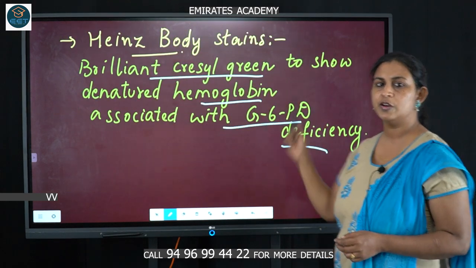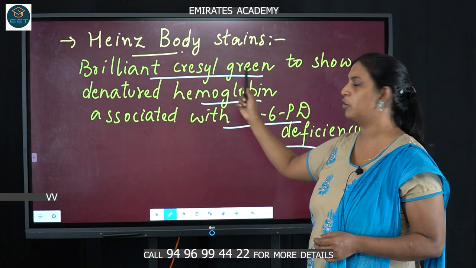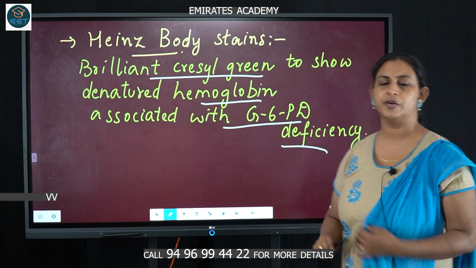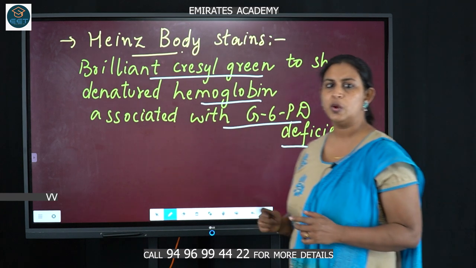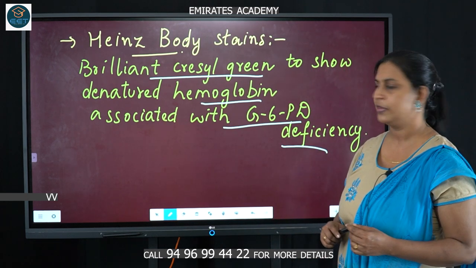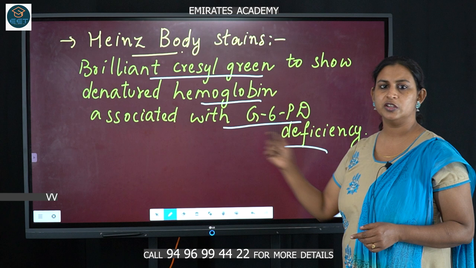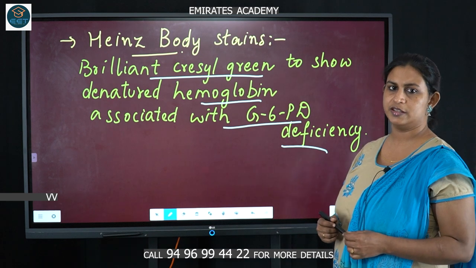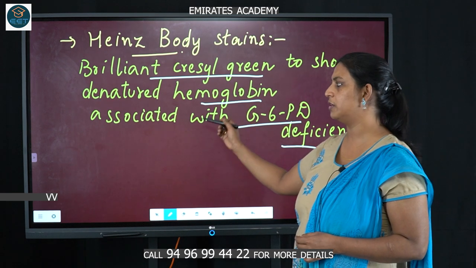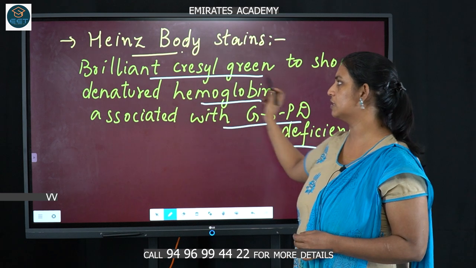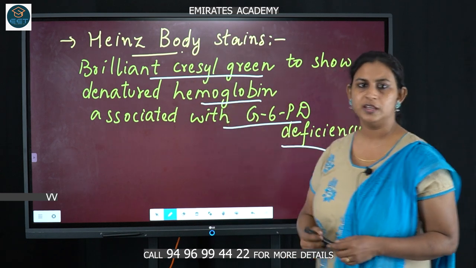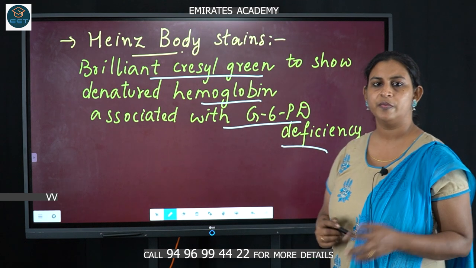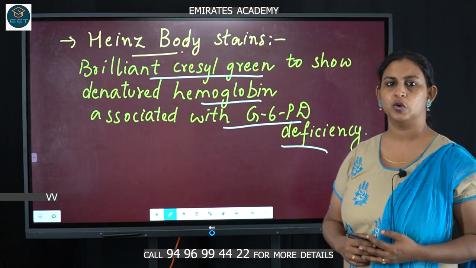Another vital monochrome stain is the Heinz body stain. An example is brilliant cresyl green. Using the brilliant cresyl green dye, we are able to detect denatured hemoglobin. Denatured hemoglobin can be seen in patients who are deficient in glucose-6-phosphate dehydrogenase enzyme. So both the reticulocyte stain and Heinz body stains come under the category of vital monochrome stains.